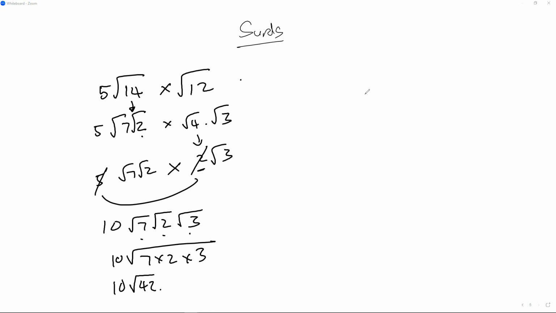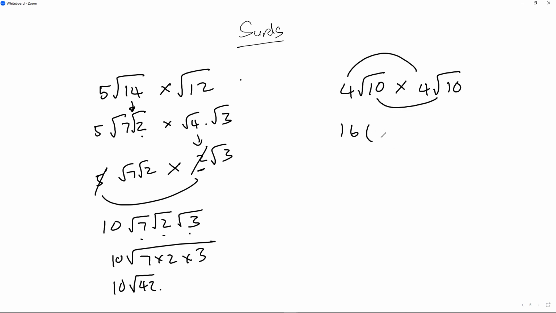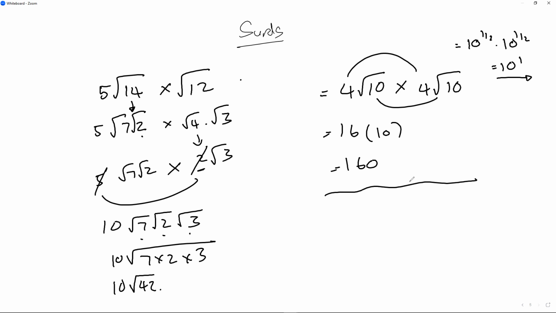So I want to bring it into a number and a root. So let's say I've got 4 root 10 times 4 root 10. 4 times 4 is 16. And root 10 times root 10 is going to be just 10. That's like saying 10 to the power of a half times 10 to the power of a half is 10 to the power of 1. 16 times 10 is 160. So that one's pretty simple, right?